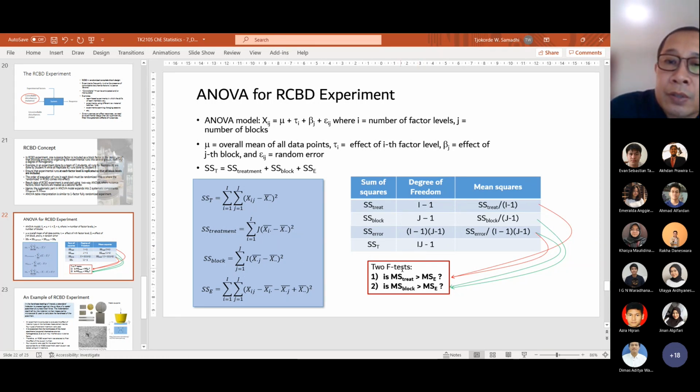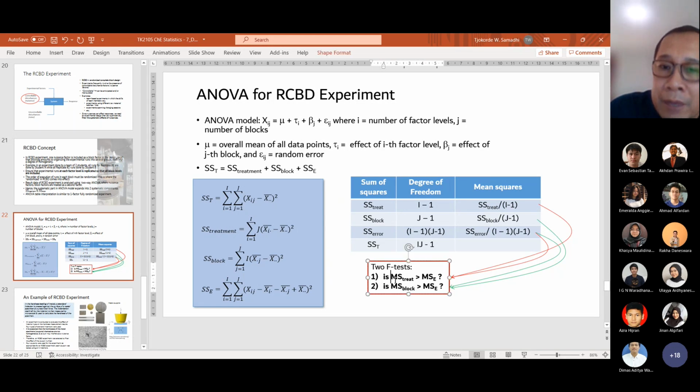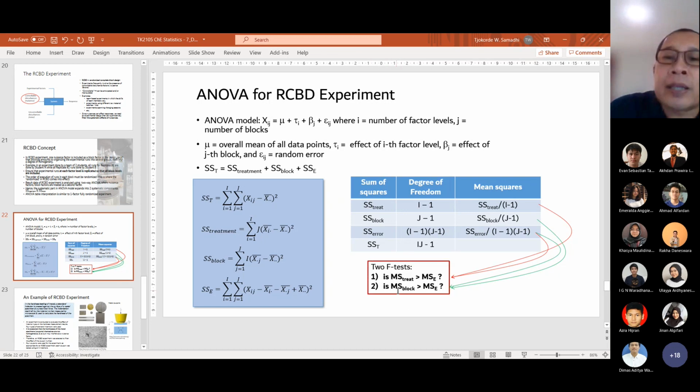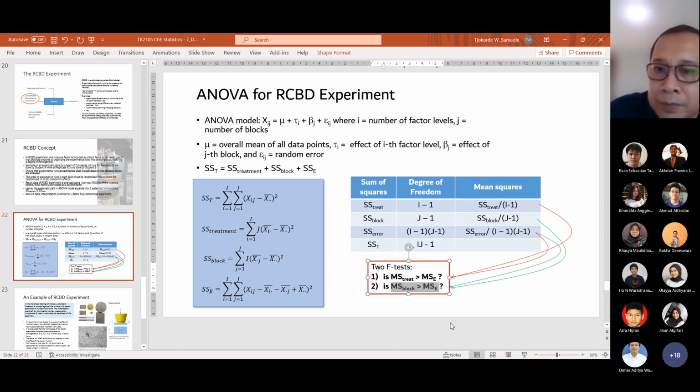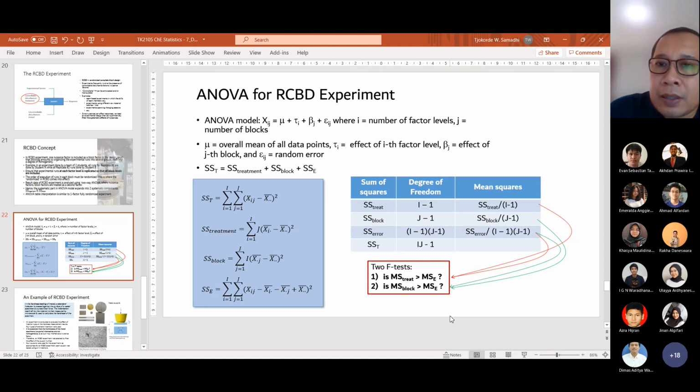Okay? So the two F-tests will answer the question, number one, is MS treatment larger than MS error? And number two, is MS block larger than MS error? Okay? Again, these two tests don't have anything to do with each other, so we can perform them separately. Okay, any questions so far? If not, let's take a look at one example.